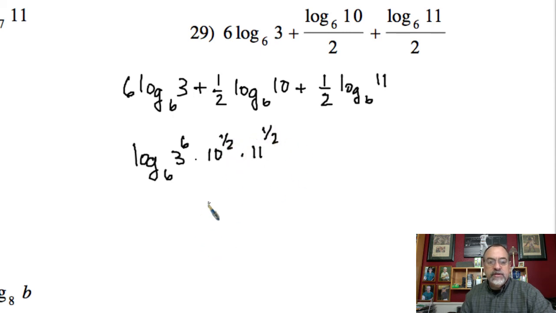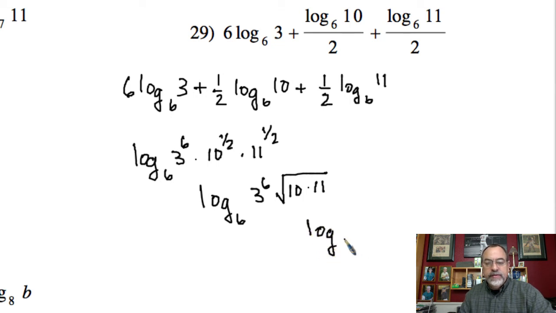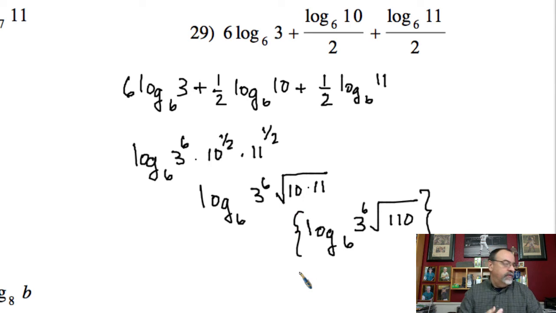So both of these are fractional exponents, so those I can change. So the 3 to the 6th is still out here, but it's the square root of 10, there's only one of those, times 11, there's only one of those. So we can get this down a little bit better. The square root of 10 times 11 would be 110. So 3 to the 6th times the square root of 110 would be that one.